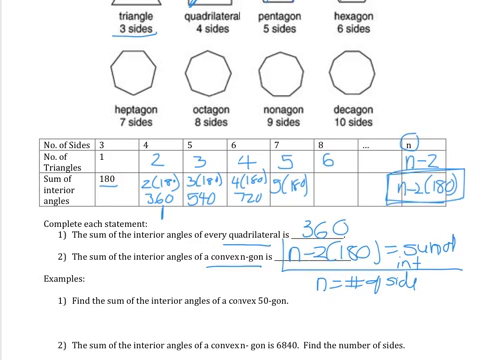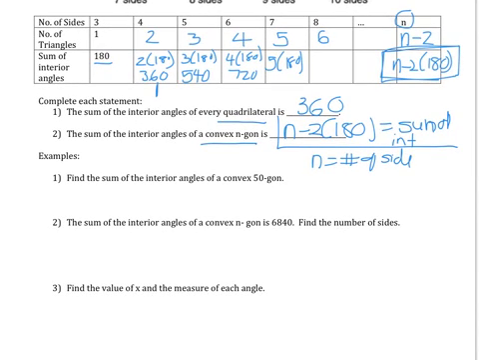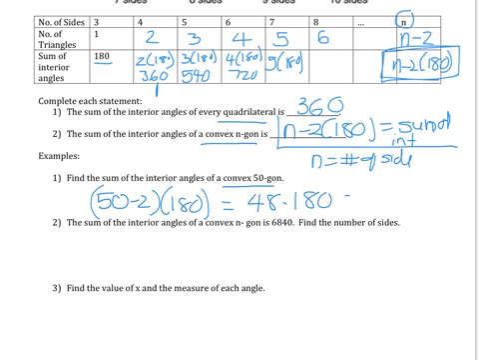So we're going to use this formula. Find the sum of the interior angles of a convex 50-gon. So we would go 50 minus 2 times 180, 48 times 180. The sum of the interior angles of that 50-sided figure would be 8640.